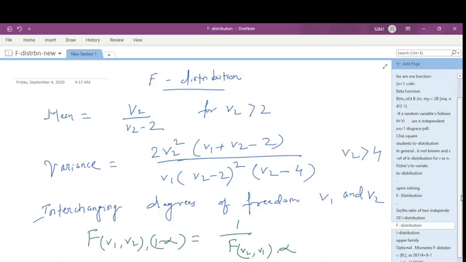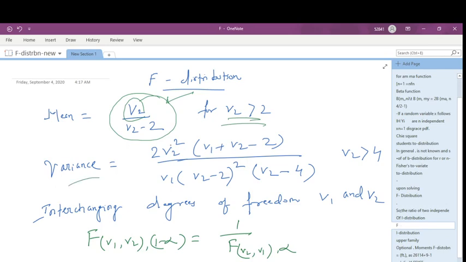So the mean of the F distribution we calculate as mu2 by mu2 minus 2. The importance of this value is that the mean is independent of the first degree of freedom. It is only mu2, the mu1 is missing here, so mu2 by mu2 minus 2, and this is obviously for mu2 greater than 2.